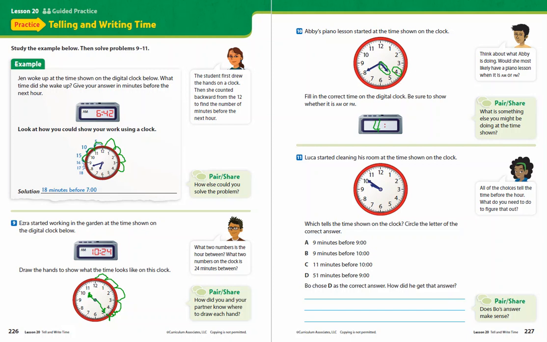So if my minute hand is pointing on the 8, I'm going to skip count by 5s. So 5, 10, 15, 20, 25, 30, 35, and 40. So this 8 represents 40 minutes.